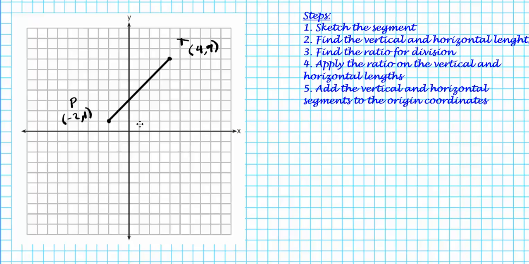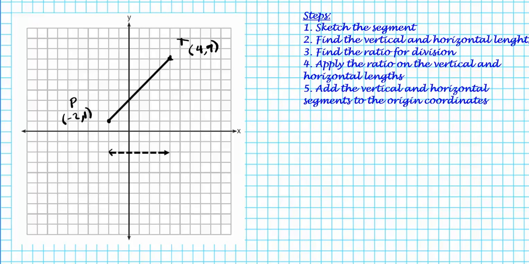Okay, now these are the steps we're going to be using to solve the problem. Number one, we already did, which is to sketch the segment. Give yourself a nice little visual there. Number two, let's find the vertical and horizontal lengths. Okay, so we want to do a section by section consideration of this scenario here. So what is the run or the width, the horizontal span of this graph from here to here? How long is that?